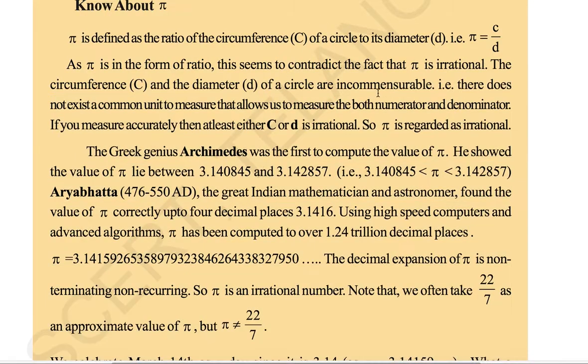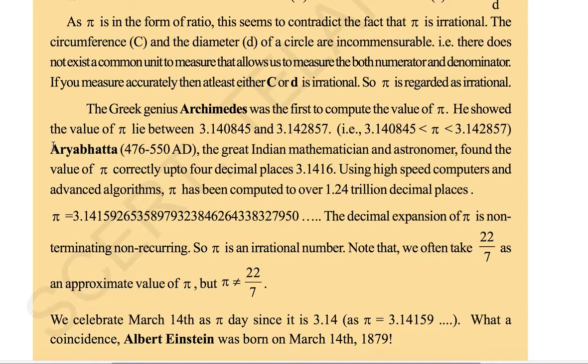That is, there does not exist a common unit of measure that allows us to measure both numerator and denominator. If you measure accurately, then at least either c or d is irrational. So pi is regarded as irrational. The Greek genius Archimedes was the first to compute the value of pi. He showed the value of pi lies between 3.140845 and 3.142857.